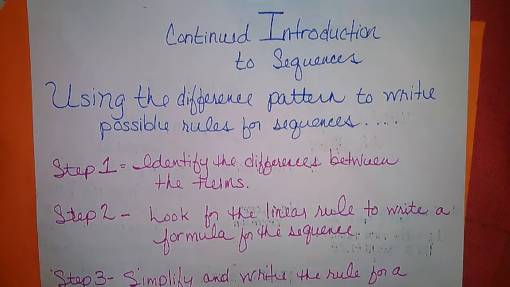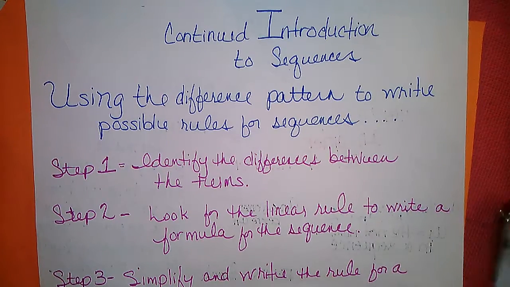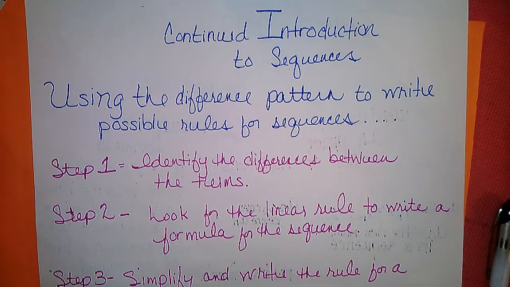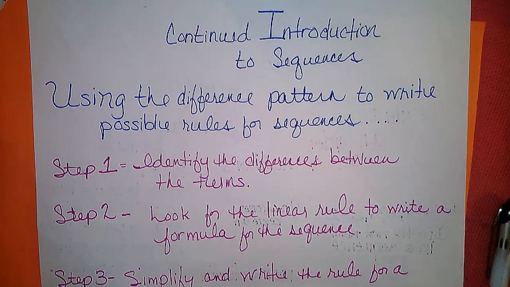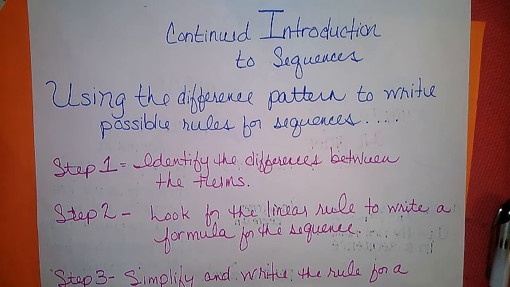So let's go ahead and look at the first example we have here, the one right here that's in black. We'll focus on that one first. Our steps are identifying the difference between the different terms, looking for the linear rule to write a formula for the sequence, and step 3, simplify and write the rule for the equation, the series of numbers. It says write a possible rule for the nth term of the sequence.